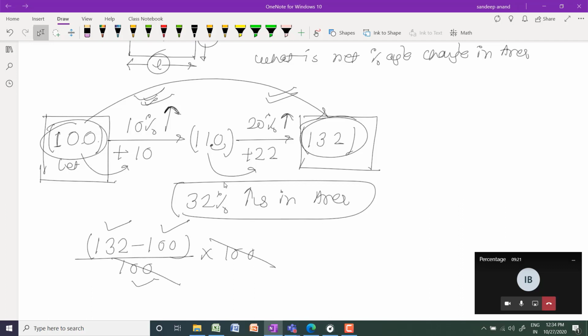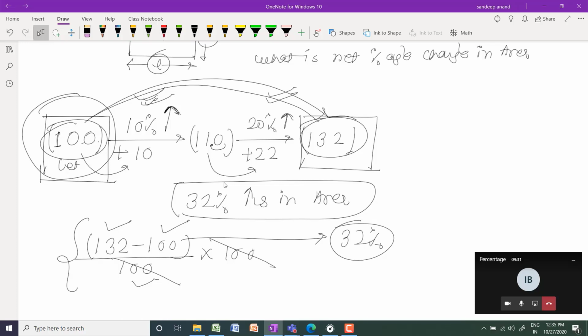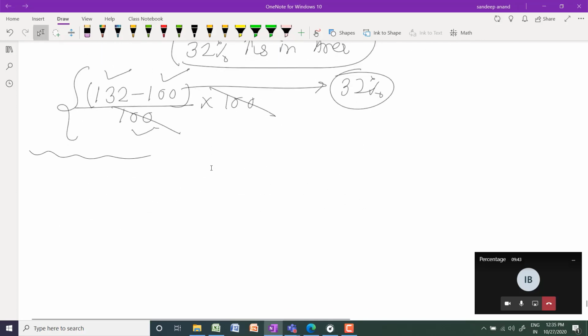If you subtract this value, you will get what? 32%, which we need not calculate over here, because we already looked at this 100 and this 132. It means 32% increase in area. This is only one question which I solved. Now I'm going to tell you the second question so that you can get a better understanding to deal with such kind of question. Now the question number 2.